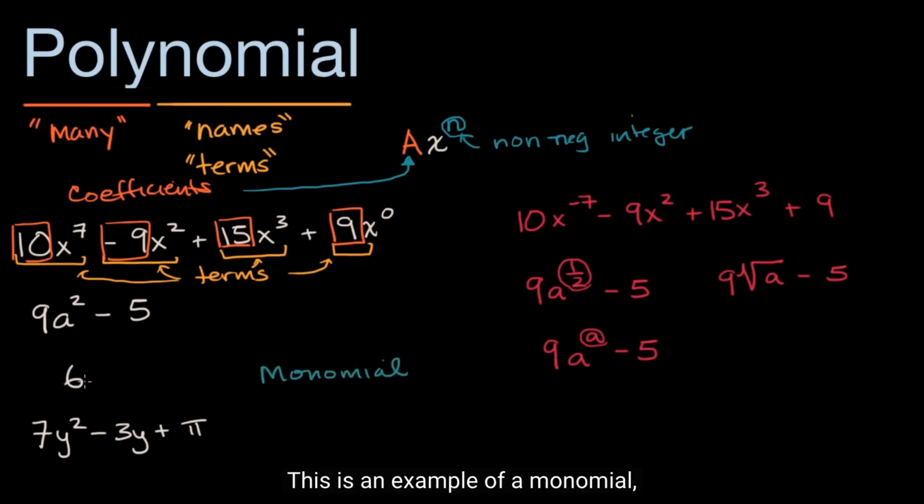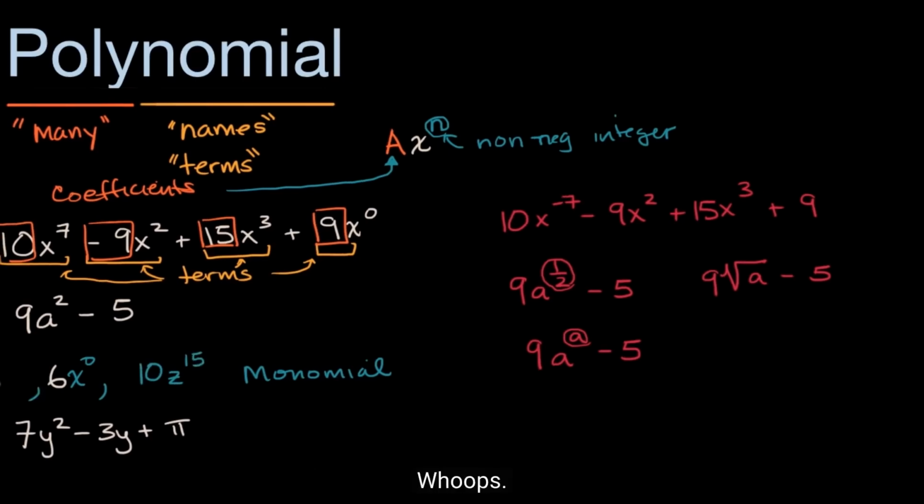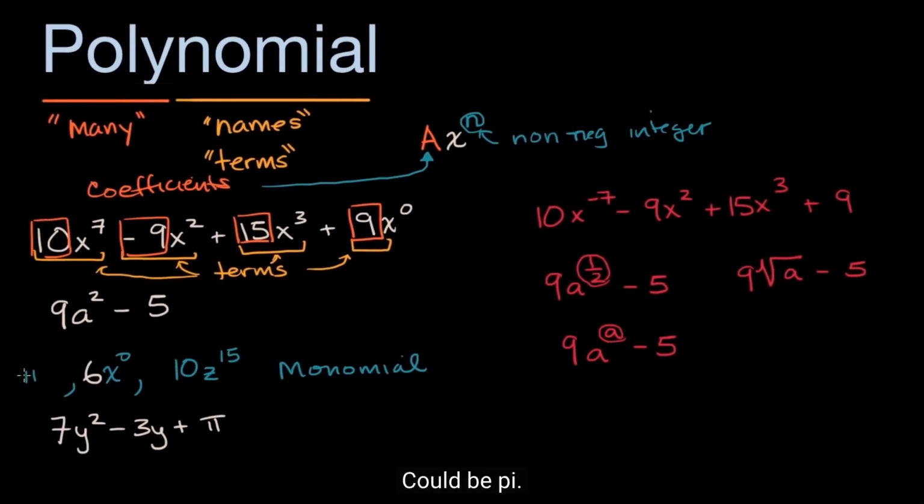This is an example of a monomial, which we could write as 6x to the 0. But another example of a monomial might be 10z to the 15th power. That's also a monomial. Your coefficient could be pi. So we could write pi times b to the 5th power. Any of these would be monomials.